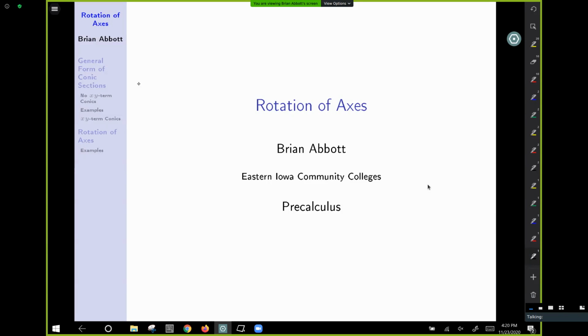So, rotation of axes. Sometimes you might have a conic, a parabola or an ellipse or a hyperbola that doesn't line up nicely, perpendicularly, so to speak, with the x and the y axis. And so we have a way of creating a new set of axes that is in line with all the formulas and general forms for the equations that we have, to make them easier to work with.